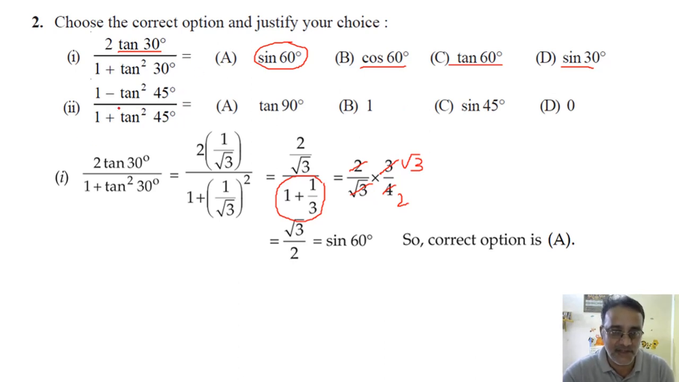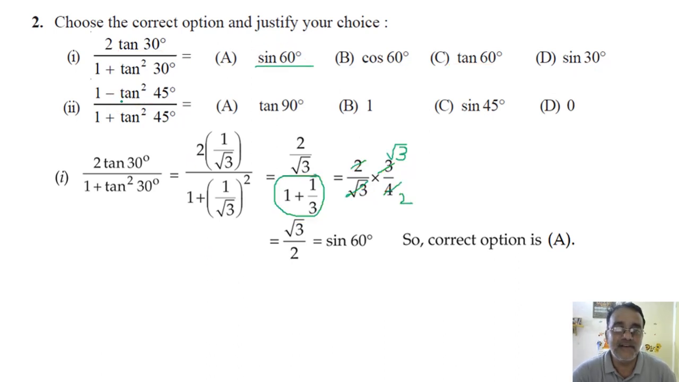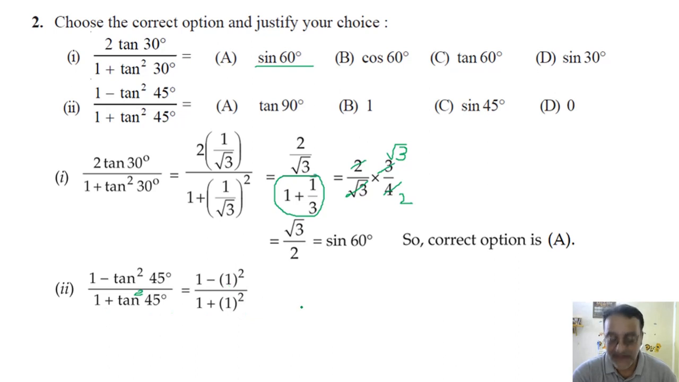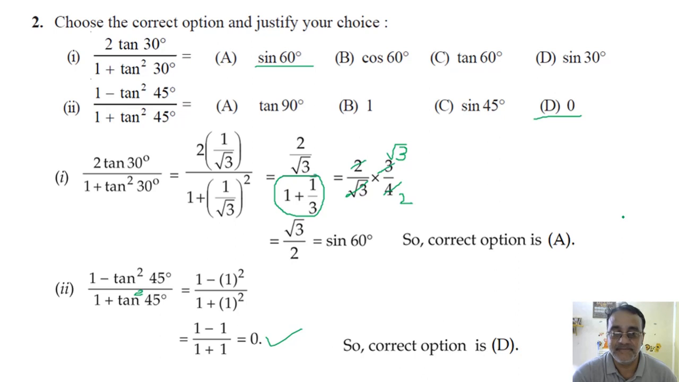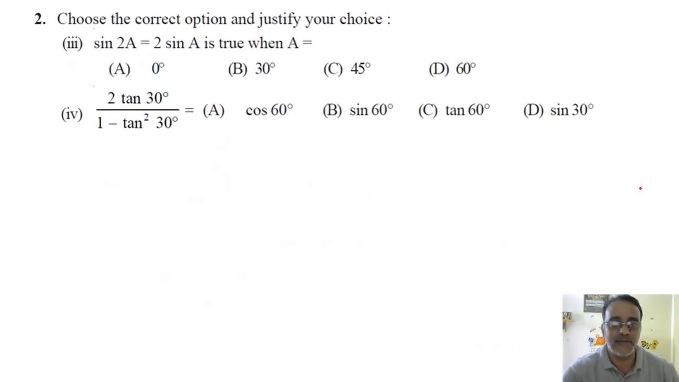Now the second question. What is the value of tan 45 degree? 1. Okay, so if we substitute 1, here there is a square. So 1 minus 1 square upon 1 plus 1 square. 1 square is 1 and 1 minus 1 is 0. So the final answer is 0. So which is the correct option? D. Let's come to the third bit.